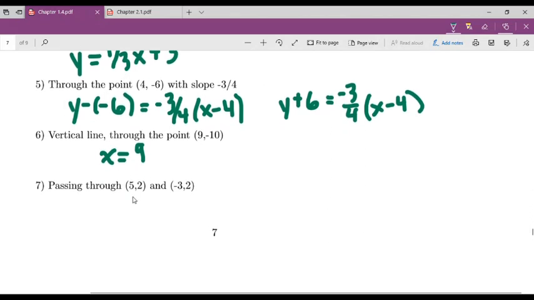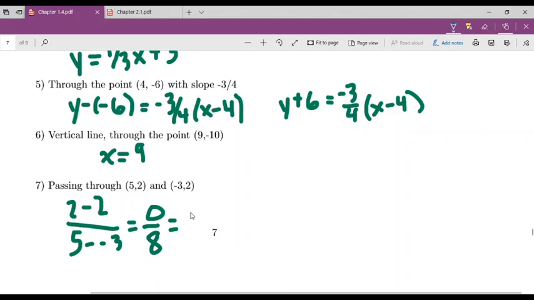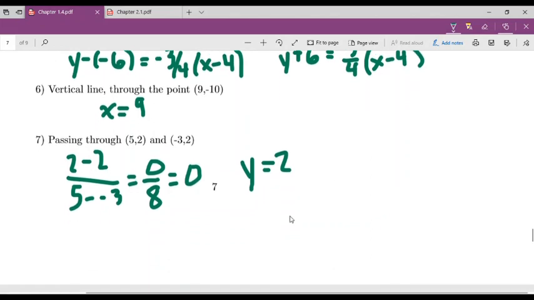Now you've got this line here passing between 5, 2 and -3, 2. Now you can do the slope equation if you want to, but what you're going to find if you do the slope equation, so you've got your x's and your y's, you're going to wind up with a 2 minus 2 over a 5 minus a -3. Okay, so you're going to wind up with 0 on top, which means that your slope here is going to wind up being a 0. So anytime you have a 0 slope, it's going to be a horizontal line, which means you only need to choose your y, which in this case is 2. And that's simple enough.